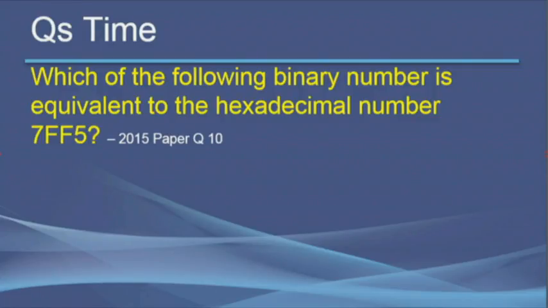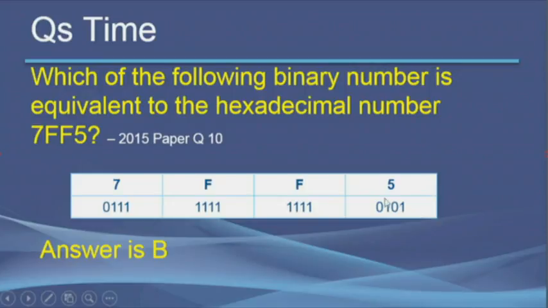This is the 2015 paper, question number 10. Which of the following binary numbers is equivalent to the hexadecimal number 7FF5? You can see 4 hexadecimal digits here, which means each one of these hexadecimal digits can be represented using 4 binary digits. So 5 is 0101, F is 1111, again F is 1111, and 7 is 0111. When you refer to the question paper, you can see these 16 digits in answer B. So the 2015 paper question number 10 has the correct answer in option B.